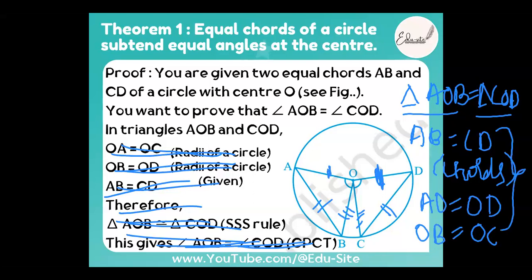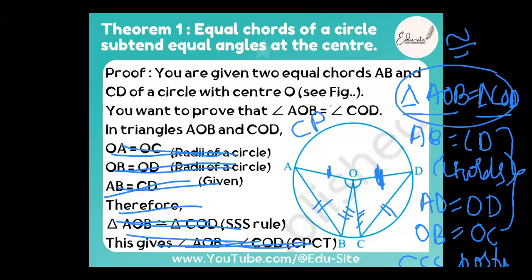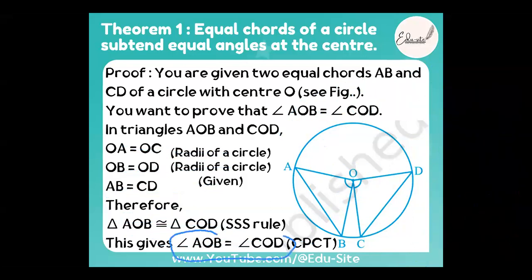Which postulate can we apply? Yes, excellent, this is the SSS postulate. We can prove that triangle AOB and triangle COD are congruent to each other. If these two triangles are congruent, we have CPCT. What does CPCT state? Corresponding parts of congruent triangles are equal. So corresponding parts, matlab, all the angles will become equal. Angle A will be equal to angle C, angle B will be equal to angle D, and this angle will be equal to this angle. So hence we have proved that the angle subtended by the arc is equal.